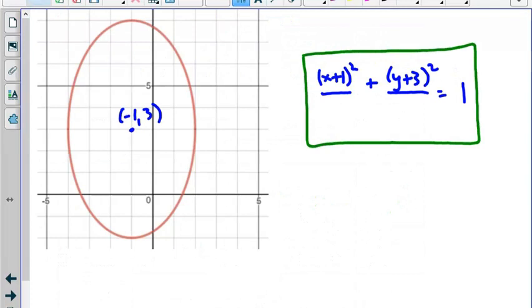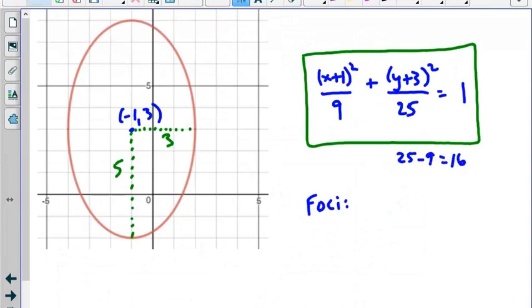Okay, so now what we're going to do is we're going to figure out what our x and y radii are. That's a length of 3. That's a length of 5. So the denominator of the x part is going to be 9 because 3 squared is 9. The denominator of the y part is 25 because 5 squared is 25. And finally, if we wanted to find the foci of this, many of you were probably taught 25 minus 9, which is 16. Basically, we're finding where the focus is.